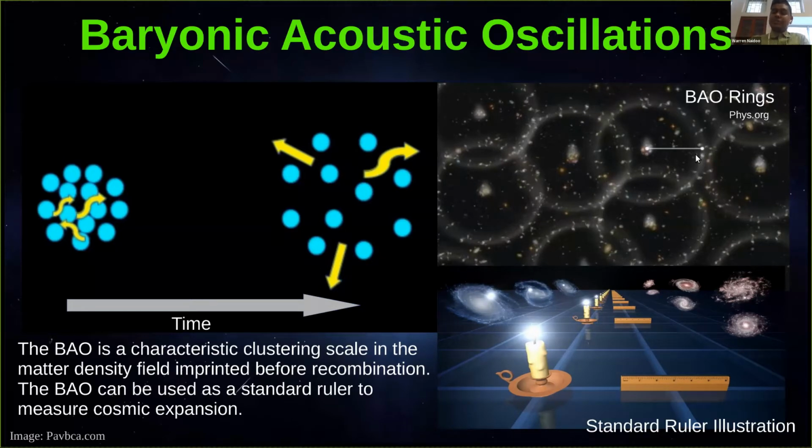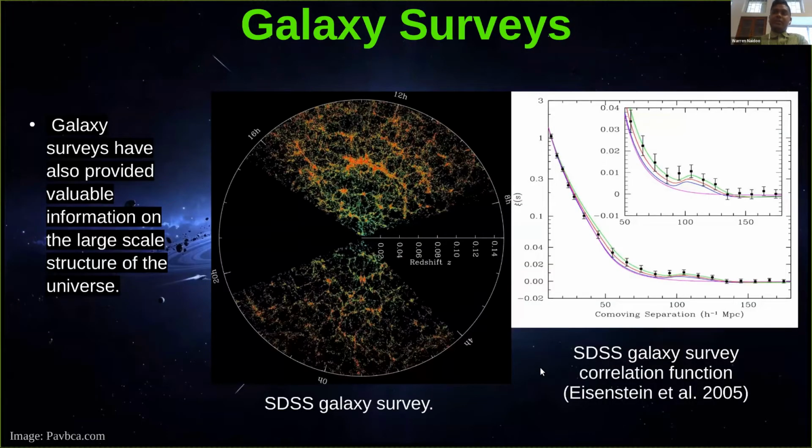So we can use this preferred clustering scale in the density distribution as a standard ruler to measure cosmic history, much like how we use the supernova measurements as a standard candle. Galaxy surveys have also provided a lot of information on the large scale structure. We can see here that the SDSS galaxy survey has mapped out this cosmic web, or the scaffolding of dark matter that holds the large scale structure.